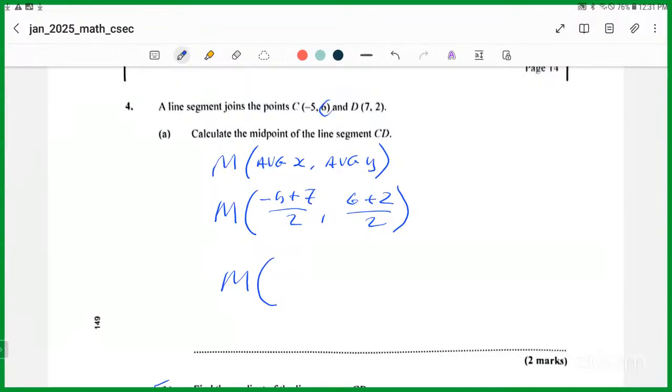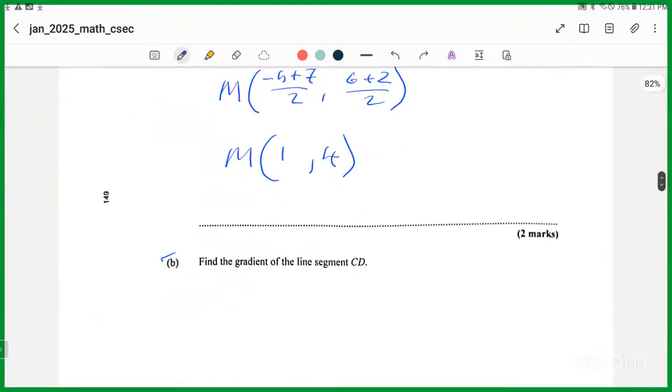And this is 6 and 2. So negative 5 and the 7 becomes 2. 2 over 2 is 1. Then this 6 and this 2 is 8. 8 over 2 is 4. So the midpoint is 1, 4. It's the average of the 2 x values. That's these 2 x values. You average them right here. And you average the 2 y values right here to get the midpoint.